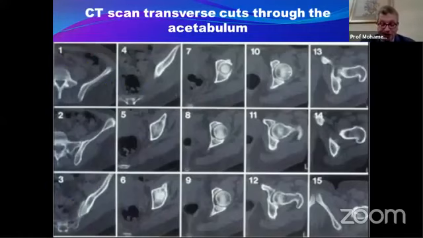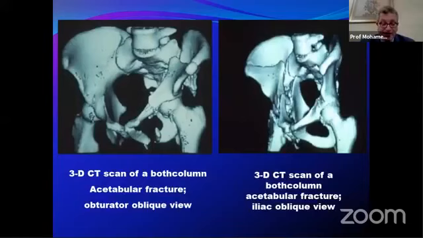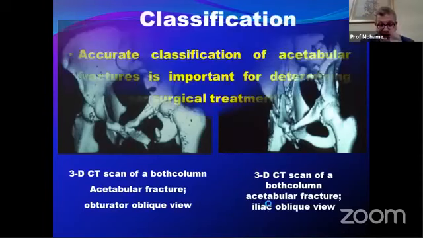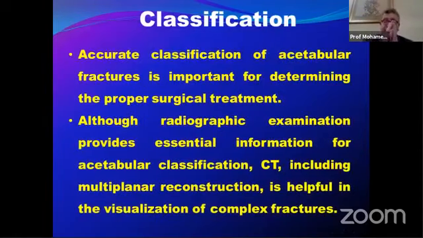This is an example of CT cuts through the acetabulum. This is an example of both column fracture. We will still talk about the classification. Now let's come to the important topic.